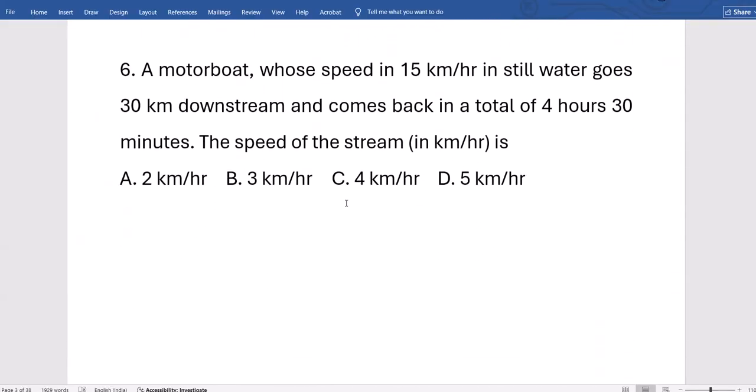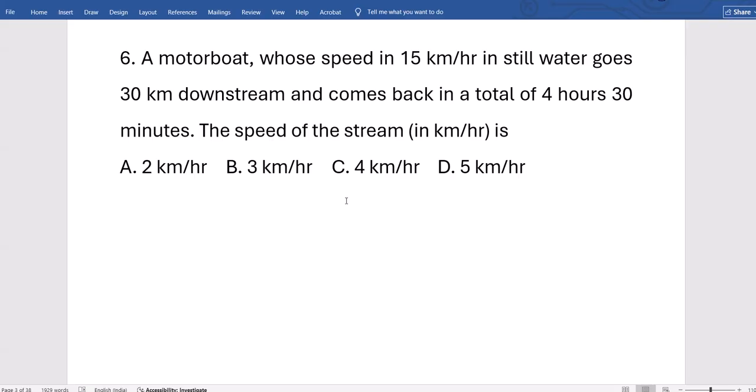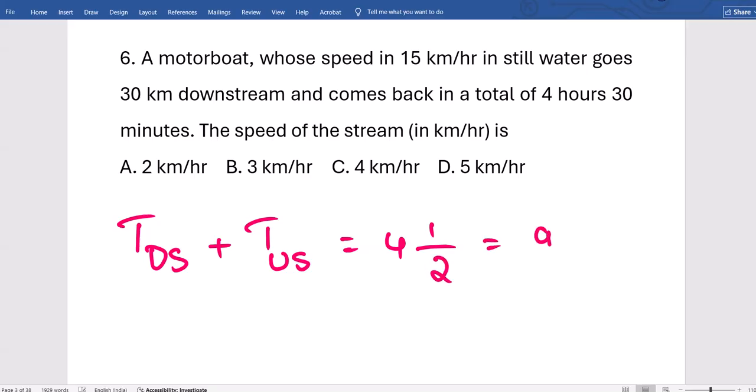So they mentioned here 15 kilometer per hour in still water. Boat speed is 15 kilometer per hour. Okay, it goes 30 kilometer downstream and come back in total of 4 hours 30 minutes. Right, okay. Now you have to go to certain distance and you are return back in 4 hours 30 minutes. Right, so 30 kilometers, this is time taken to travel downstream, time taken to travel upstream. So how can you say upstream? When you are going, it is downstream, its return must be upstream. Total time taken is 4 hours 30 minutes, which is nothing but 4 1 by 2 or 9 by 2 hours. 4.5 hour or 9 by 2 hours.